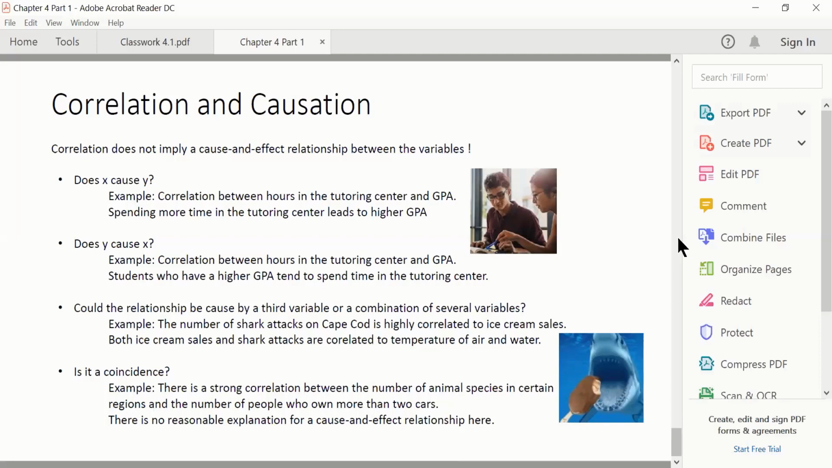Or maybe there's a coincidence. There's a strong correlation between the number of animal species in certain regions and the number of people who have more than 2 cars in those regions. There's really no reasonable explanation for some sort of cause and effect relationship. Animals don't cause people to have more cars, and cars don't cause people to have more species of animals.